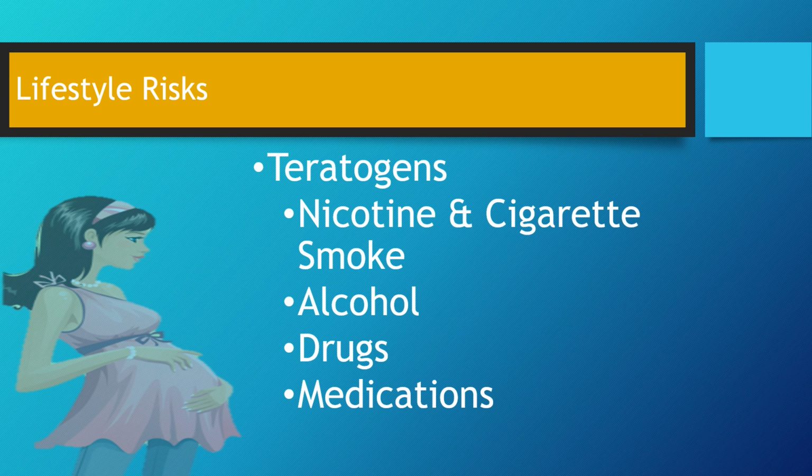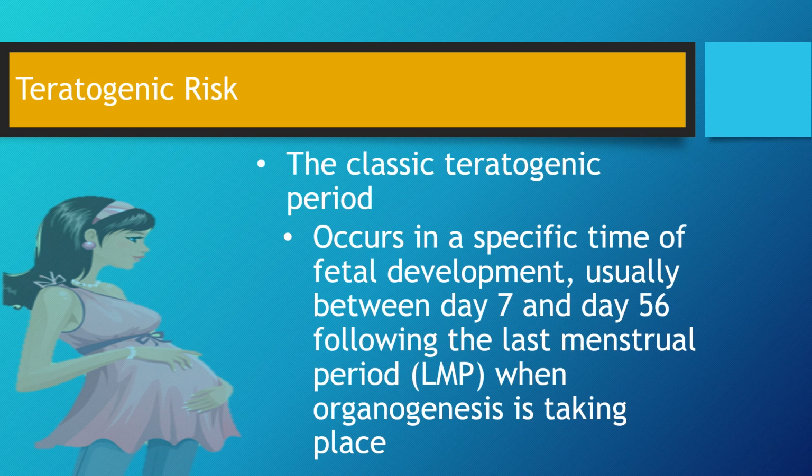And illegal substance and alcohol use should also be avoided, as there's no level or time of exposure considered to be safe when it comes to alcohol or drug use during pregnancy. The characteristic period for this to occur is between day 7 and day 56 following the last menstrual period, when the organs are developing.